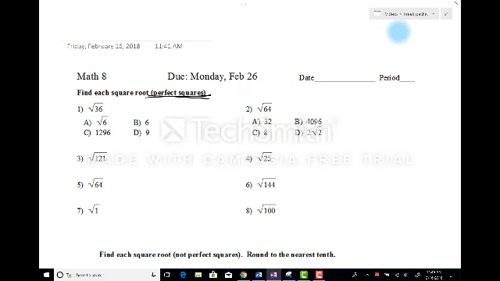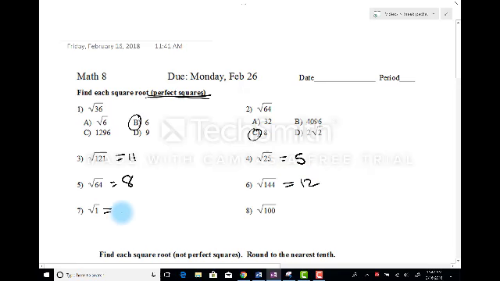It's asking you the square root of 36, which is 6. Number 2, the square root of 64 is 8. The square root of 121 is going to give you 11. The square root of 25 is going to give you 5. Square root of 64 is 8. Square root of 144 is 12. The square root of 1 is 1, and the square root of 100 is 10.